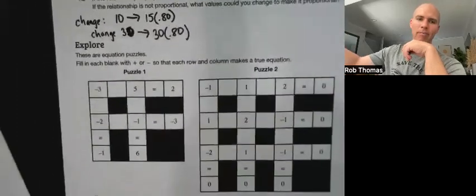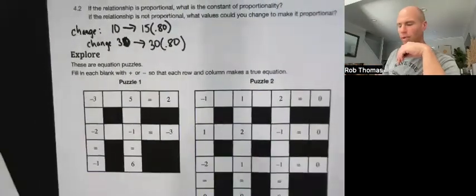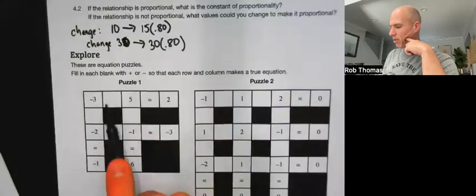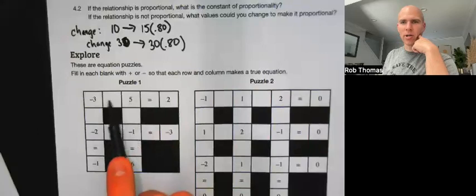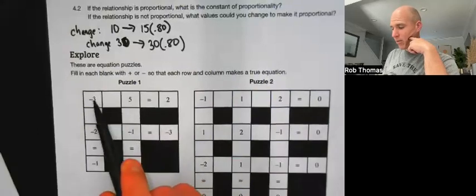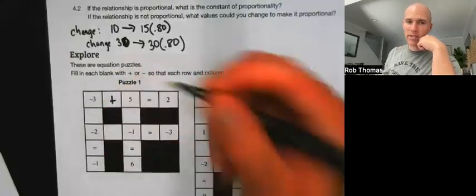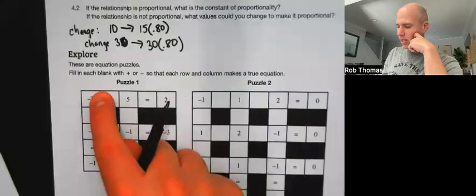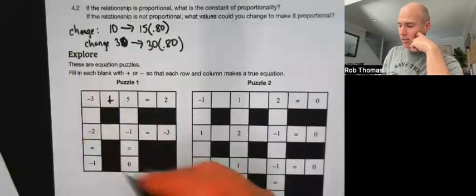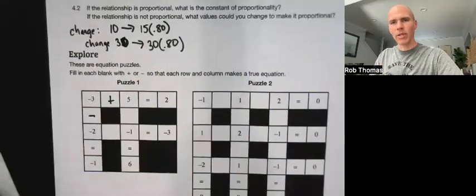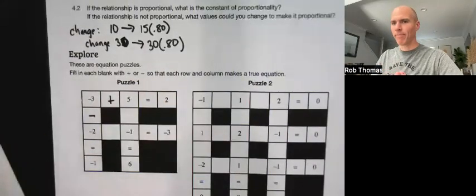All right. Explore puzzle. Try it for a second. It looks like you're just trying to fill in the blanks with a plus or a minus so that it makes sense. So -3 plus 5 equals 2. So that's got to be a plus. -3 minus -2 equals -1. So just go through and see if you can fill it in with the correct pluses and minuses. All right. See you next time.